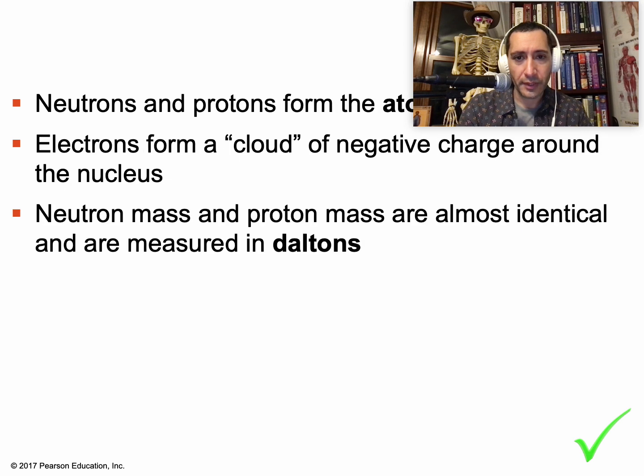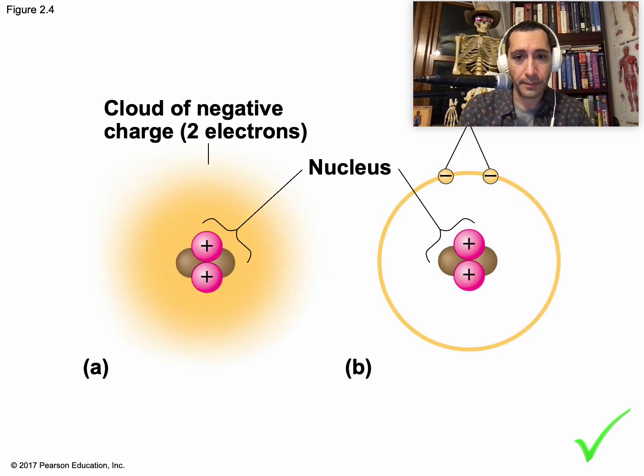Let's go to the next one. That cloud that we're seeing here is again referring to the orbital shells: the first one, the second one, the third one, and so on. All right, here's another example. Here we've got a nucleus and we have an orbital shell.